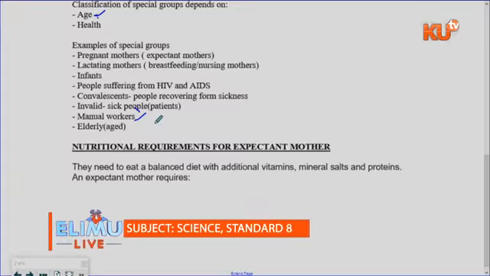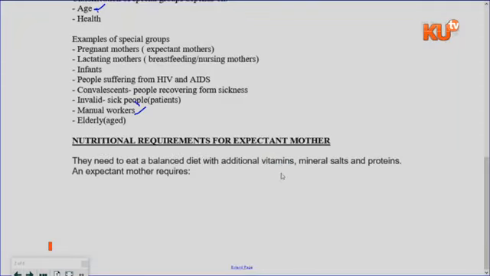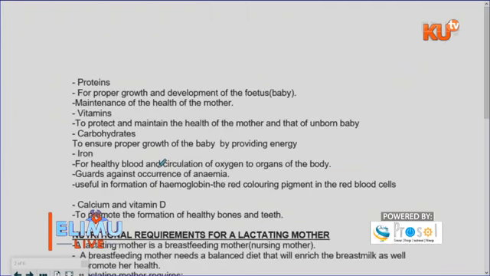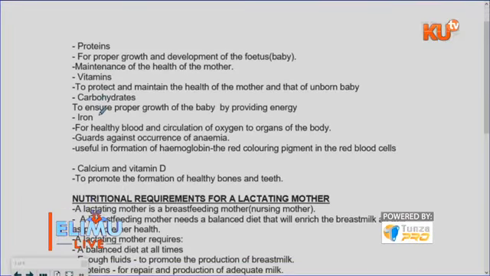Now let us look at nutritional requirements for the first group, known as expectant mothers. An expectant mother needs to eat a balanced diet with additional vitamins. One, they must eat a balanced diet. That balanced diet must include additional vitamins, mineral salts, and proteins. An expectant mother requires, number one, proteins. Proteins assist for proper growth and development of the fetus.